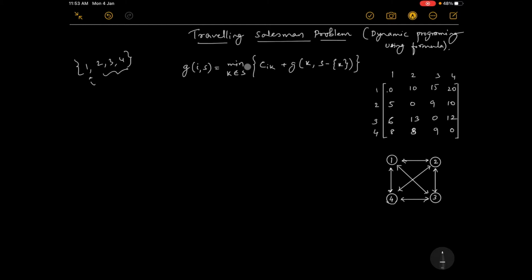Okay, so the cost, suppose you are choosing 2, C1K, so I'll write it. So G of 1, where 1 is the initial position, and S is 2, 3 and 4, correct? So minimum over K belonging to S. What is S? 2, 3 and 4. And what is C1K? C1K with K being any one of these, since I have not yet selected which one.